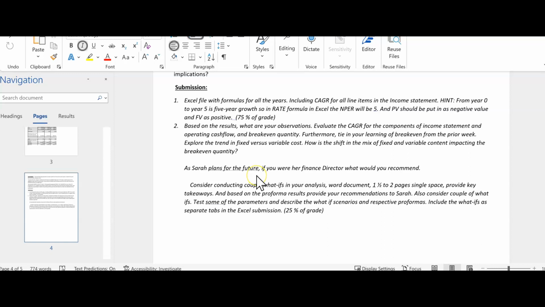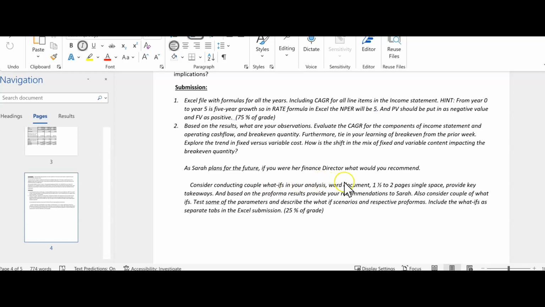And from there, just imagine you are Sarah's financial director. What would you recommend? So what would you look for? Consider conducting a couple of what ifs. For example, if you were telling Sarah, hey, Sarah, I think you should do this, whatever assumptions, whatever parameters you want to modify, change it, and then do some what ifs.